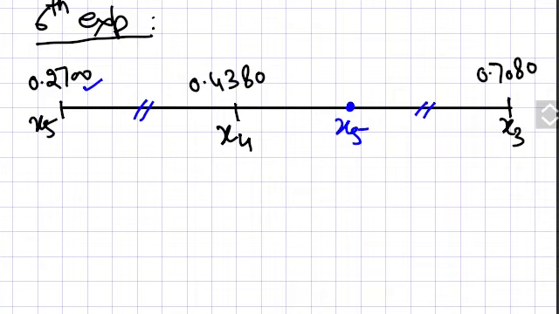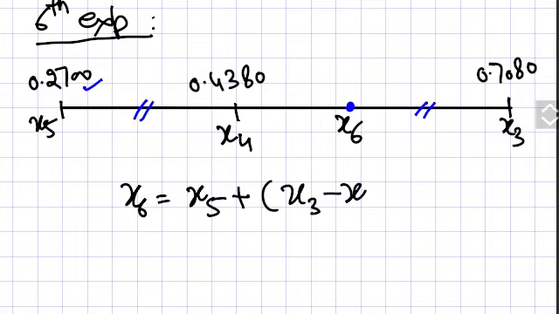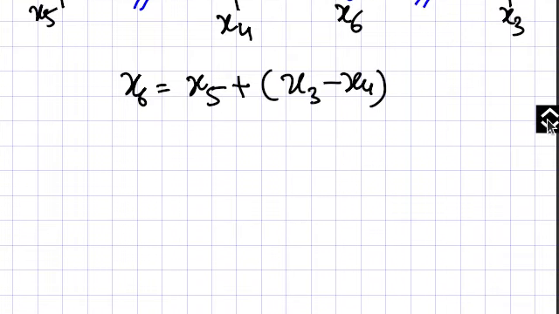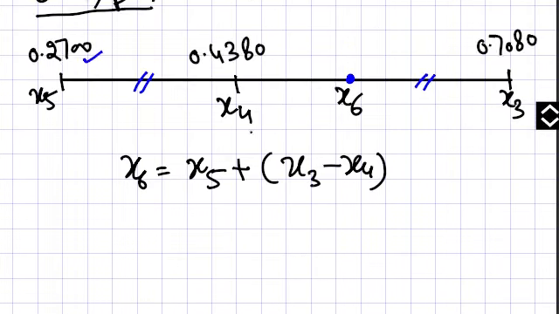I am writing x5 is equal to, no, not x5, but actually this is x6, because the x5 point we have already calculated. So the x6 point you can decide this way also: x5 plus x3 minus x4, with this distance. Any way you can do it.